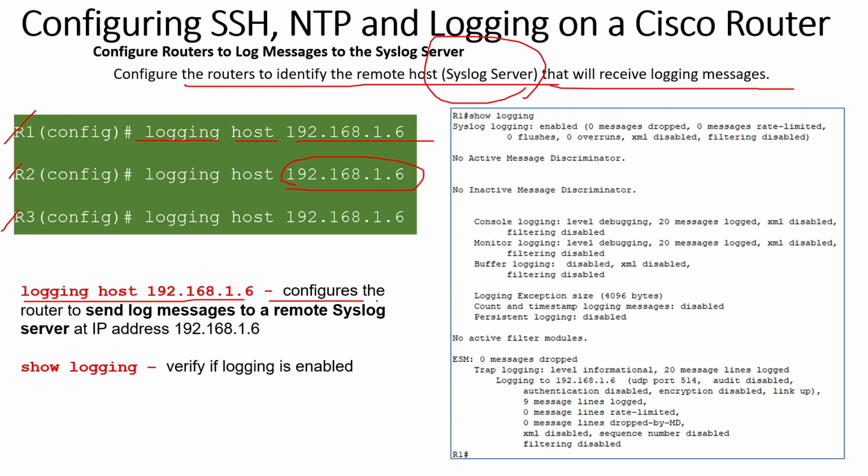This command will configure the router to send log messages to a remote syslog server at this IP address, 192.168.1.6. And then if we do this command, show logging, this will verify if logging is enabled. Okay, syslog logging enabled. So every time you do something, it will be logged, and it will also be sent to the logging server, which in our example in this activity is 192.168.1.6.